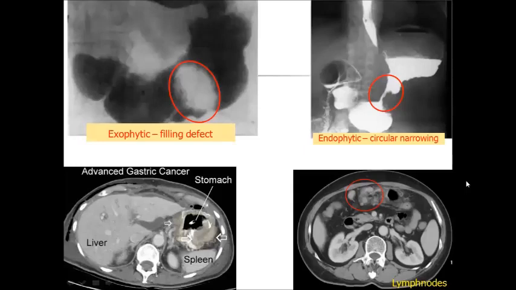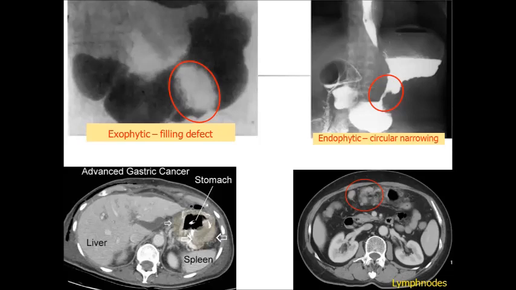Here are examples of two types of gastric cancer: gross exophytic and endophytic. As in the case of esophageal cancer, also exophytic type of growth, filling of defects, and endophytic circular narrowing in the terminal part of esophagus, as on this picture.